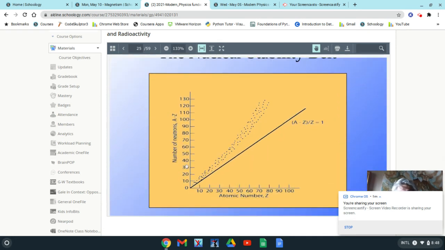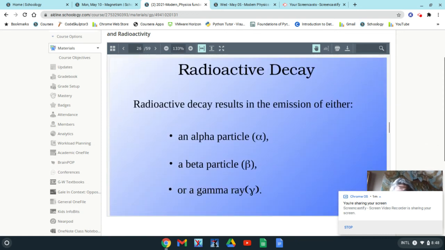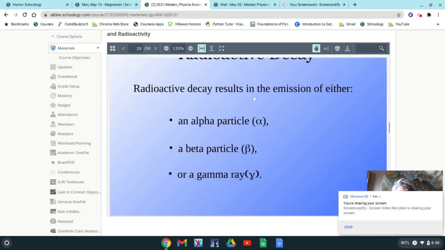Now, here is the nuclear stability belt. This is a plot of all the different particles. The ones near this line are all stable, but as you get further away, here are all your unstable ones. And these are going to want to fall down and come down over here by producing smaller particles.